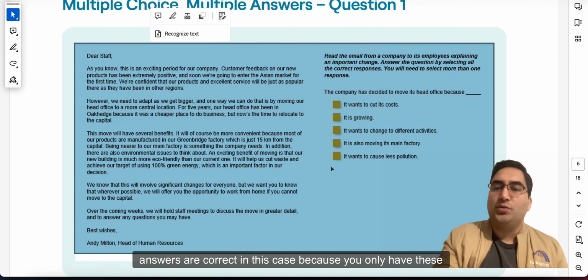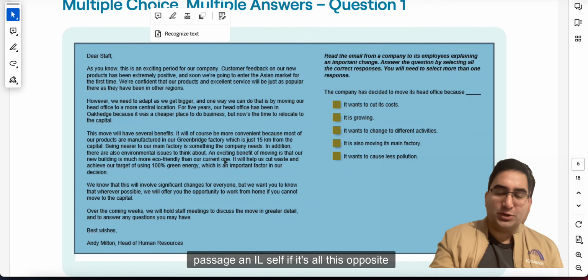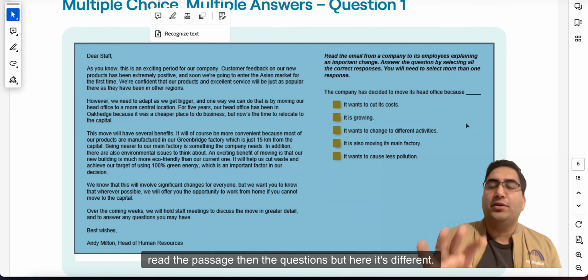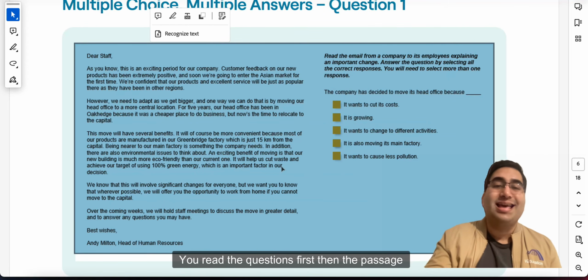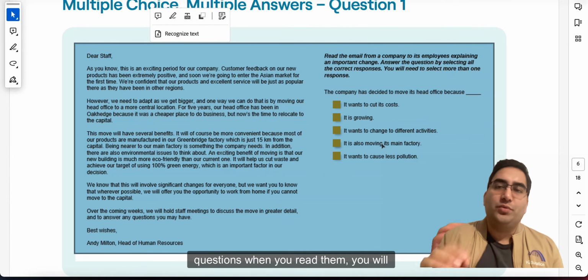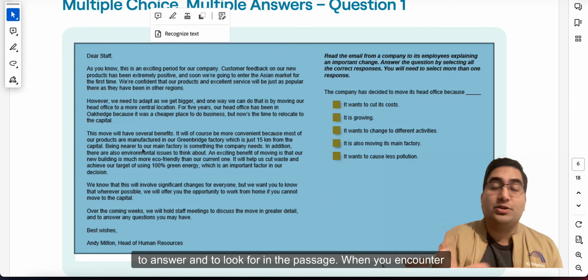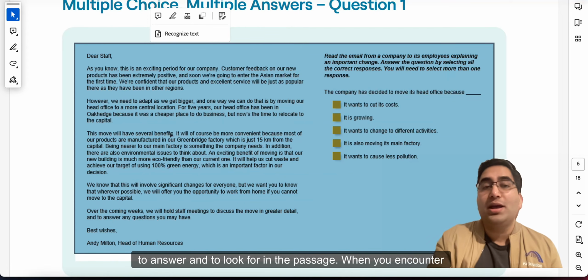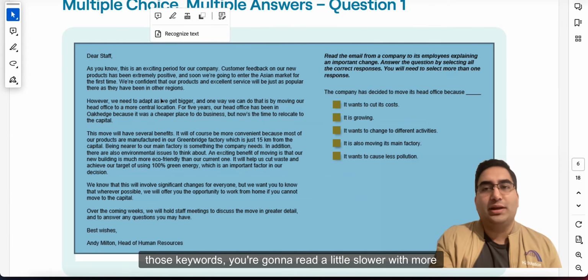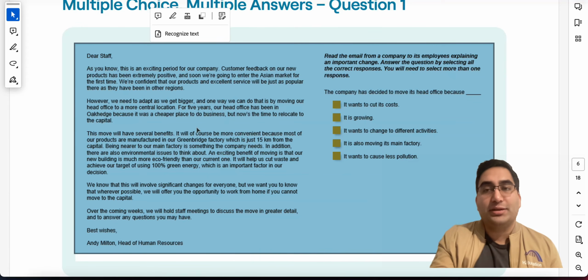In this case, because you only have these questions, you should read the question first, then the passage. In IELTS, CELPIP, it's always opposite. Read the passage, then the questions, but here it's different. You read the questions first, then the passage, because there are only a few questions. When you read them, you will recognize the keywords that you need to look for in the passage. When you encounter those keywords, you're going to read a little slower with more attention. When you don't encounter those keywords, you will read faster.